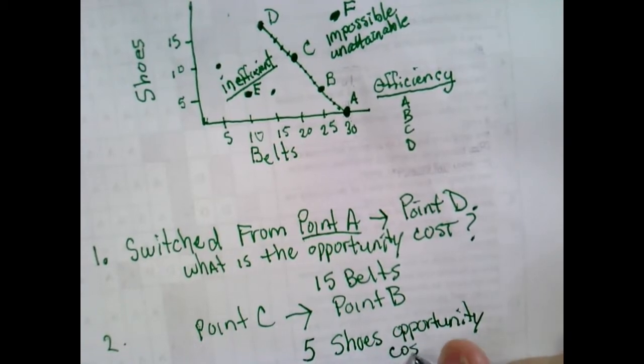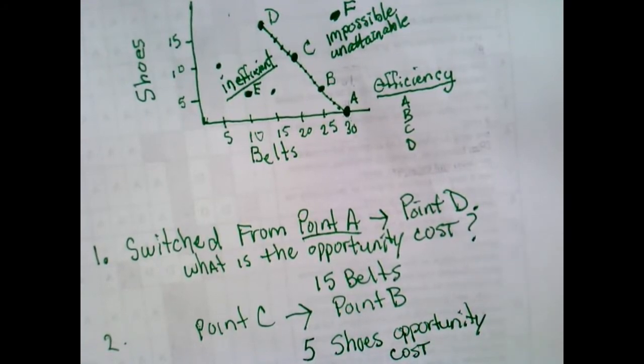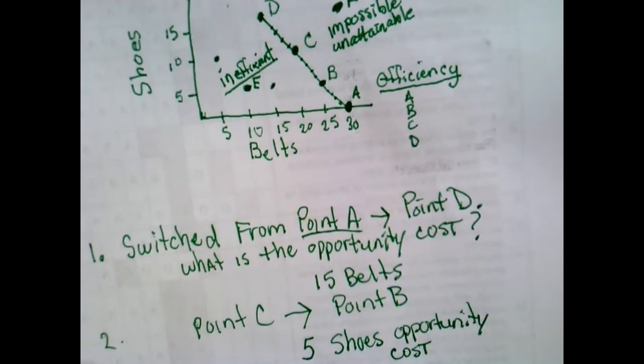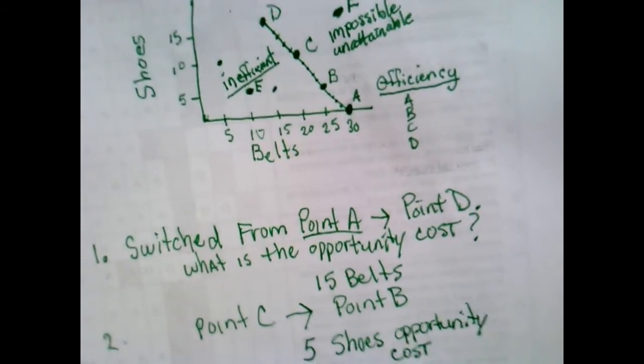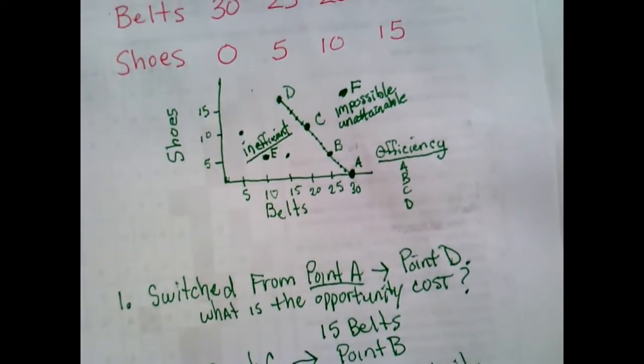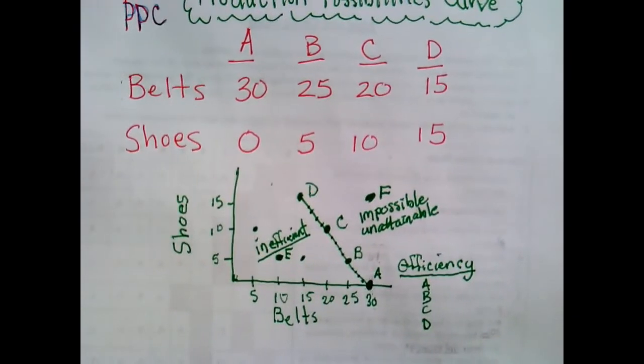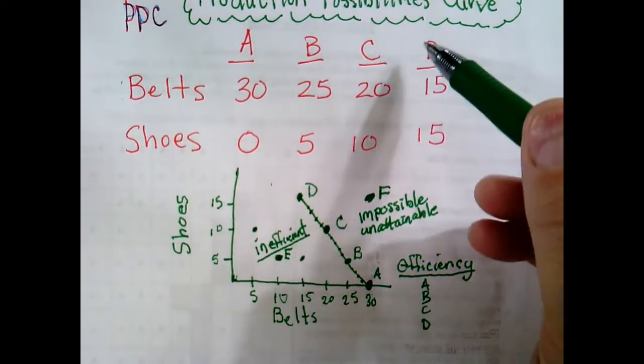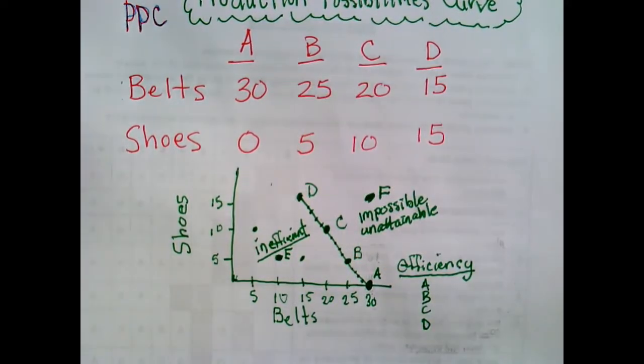That is the opportunity cost. So very interesting. And you can do this if you look at this as well up here. Suppose they went from D to A. What is the opportunity cost?